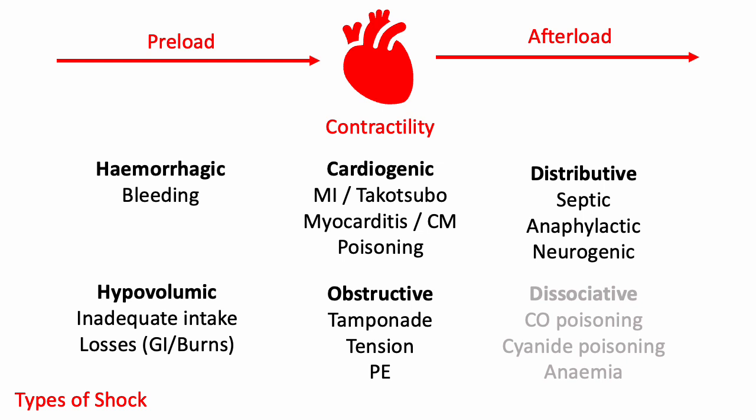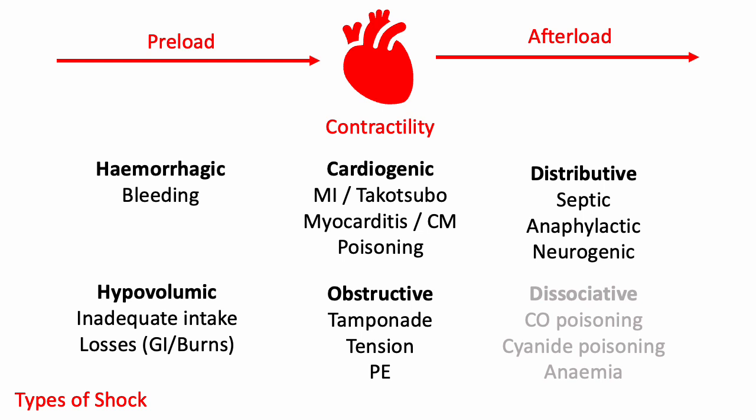Things that affect your contractility. This is predominantly cardiogenic shock. So a big MI, Takotsubo cardiomyopathy, myocarditis, or other forms of cardiomyopathy, and poisonings as well, such as beta blocker or calcium channel blocker overdoses, will all massively reduce your contractility.